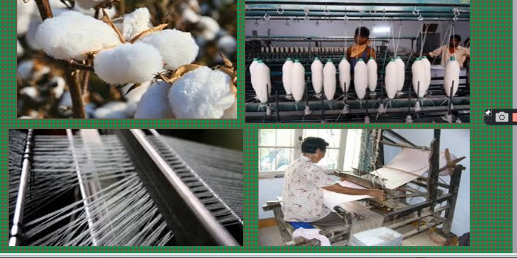Fabric is also made from chemicals. Some names you might know are rayon and nylon. Students, fabric is also made from chemicals. The names of these chemicals are rayon and nylon.